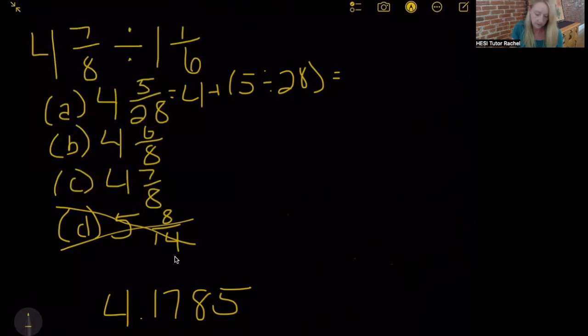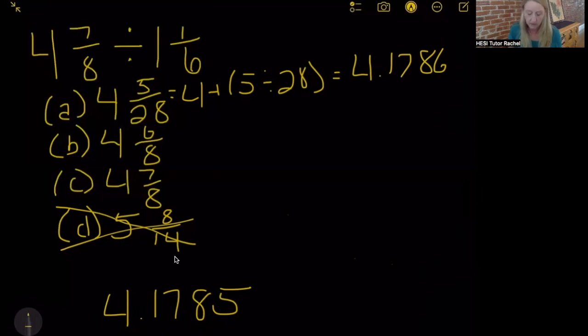Here's how you can do it in your calculator. Actually, you can reverse the order. So you can do 5 divided by 28 equals, and I get 0.1786. And then I'm going to do the plus 4 at the end. That will give me the same thing, 4.1786. In this case, I got 17857, so I rounded that up to 856.